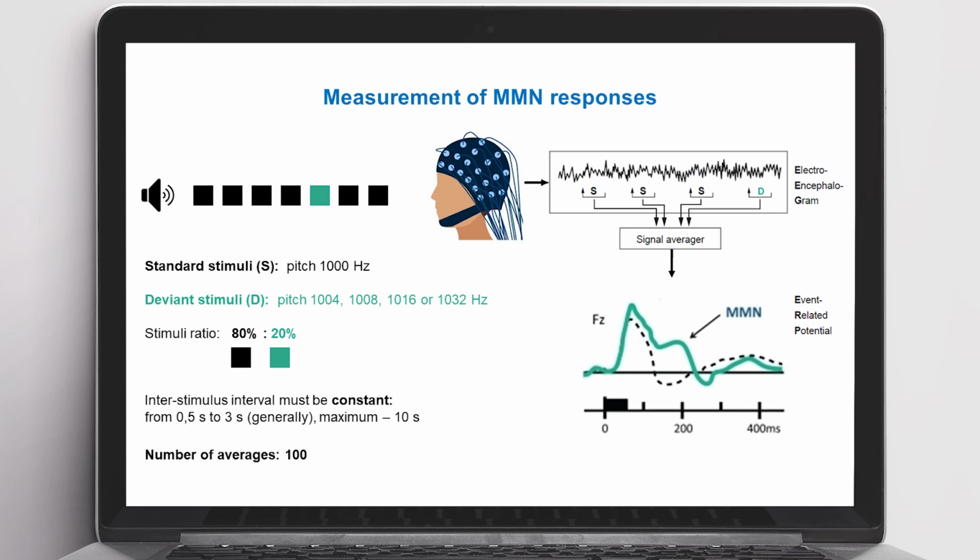During the presentation of the sound stimuli, an electroencephalogram is recorded. Then the procedure of averaging over a large number of epochs of analysis is carried out. Usually 100 epochs are used. EEG responses to different stimuli are averaged separately. The responses to the standard stimulus are averaged separately from the responses to each type of deviant stimulus. Mismatch negativity is then identified by subtracting one averaged response from the other.